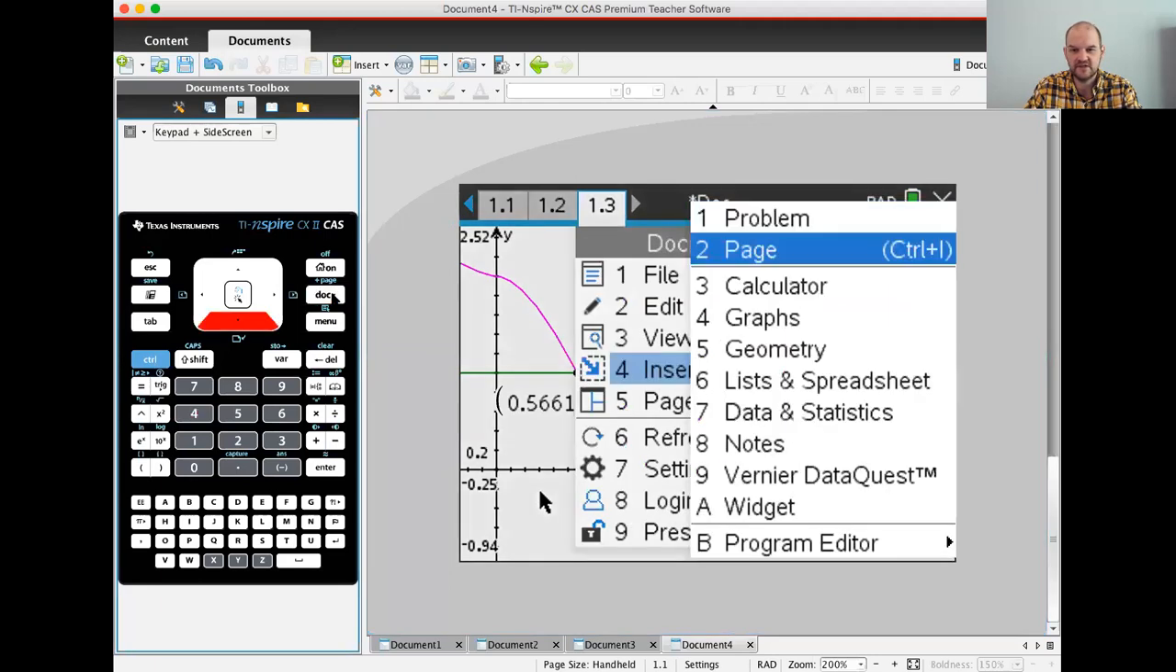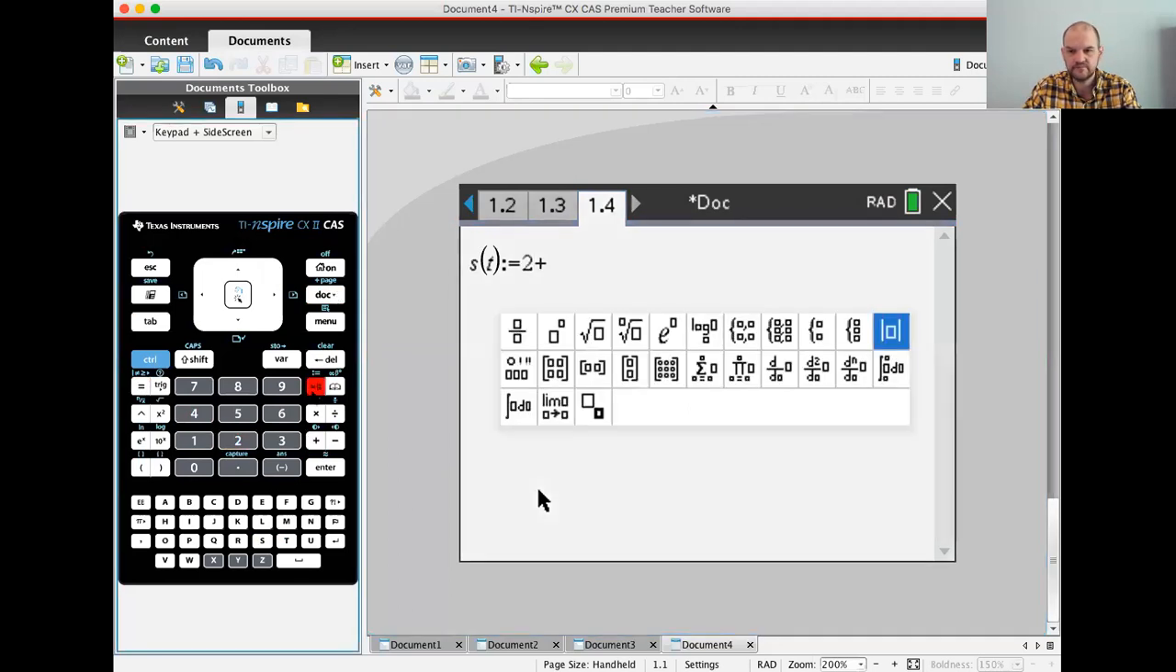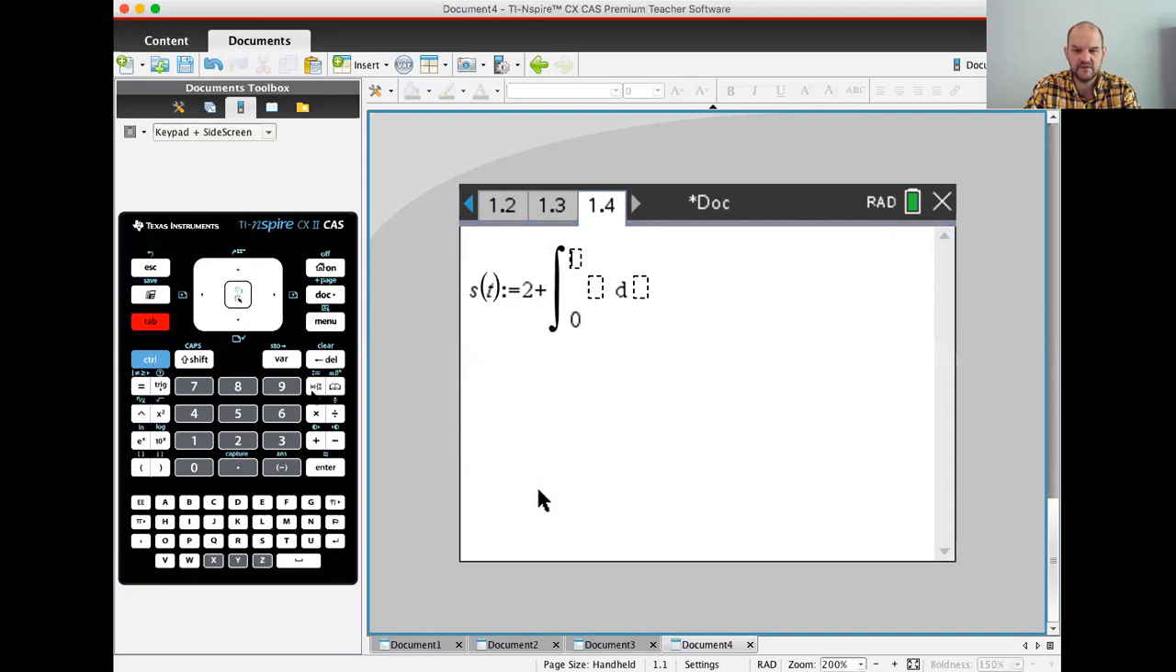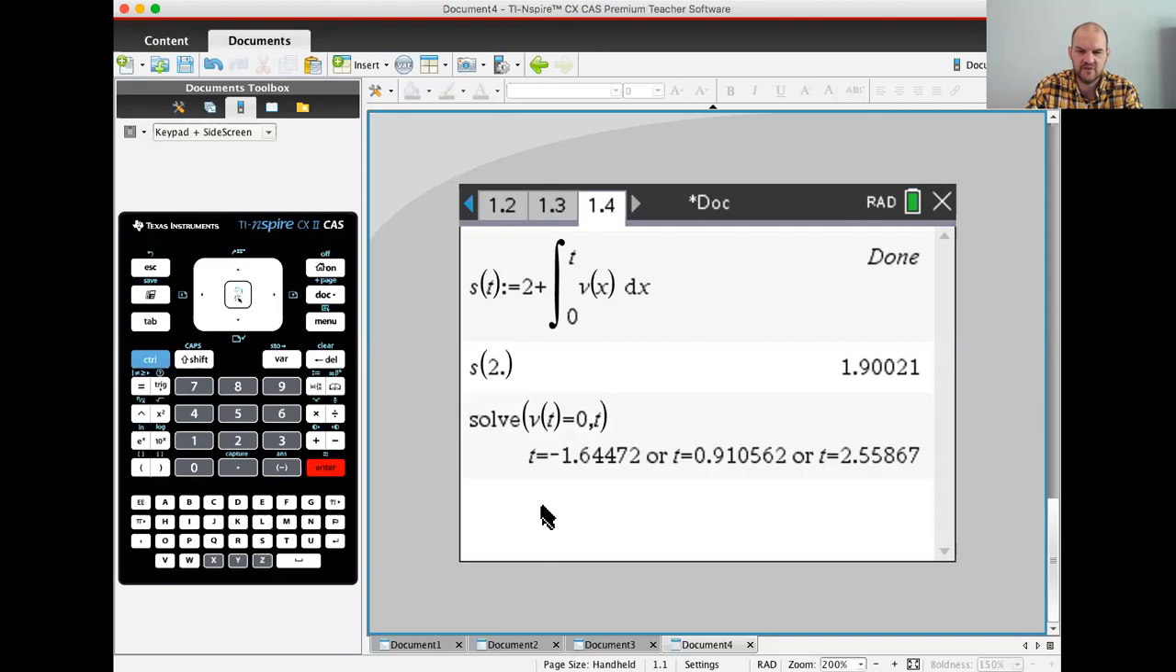All right, so calculator. Let's define s of t. S of t is going to be 2 plus the integral from 0 to t of v of x dx. So s of 2, let's put a decimal there, 1.900. I like to go 3 decimals no matter what. We need to know when v of t is 0, so we could do solve v of t equals 0 for t. We could and probably should limit this. Let's just see what we get.